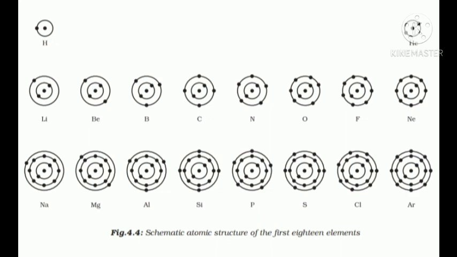Look at the schematic structure of Cl. At the center is the nucleus, around which the K shell is present. 2 electrons are in that shell. Then the next L shell contains 8 electrons. The remaining 7 are present in the M shell.